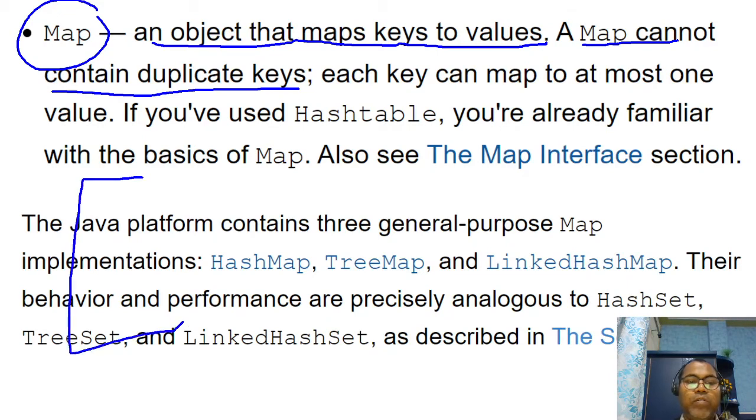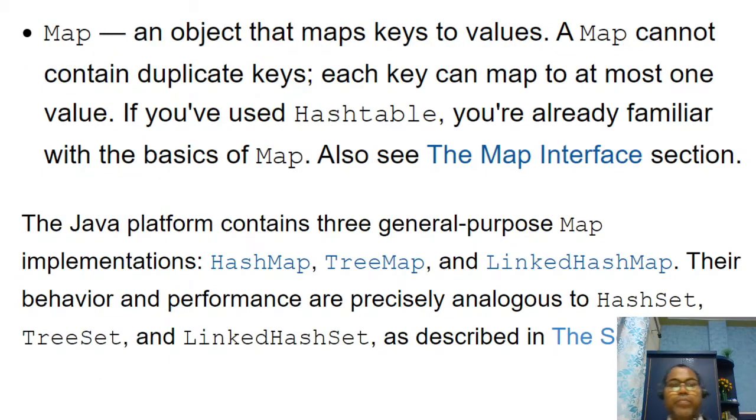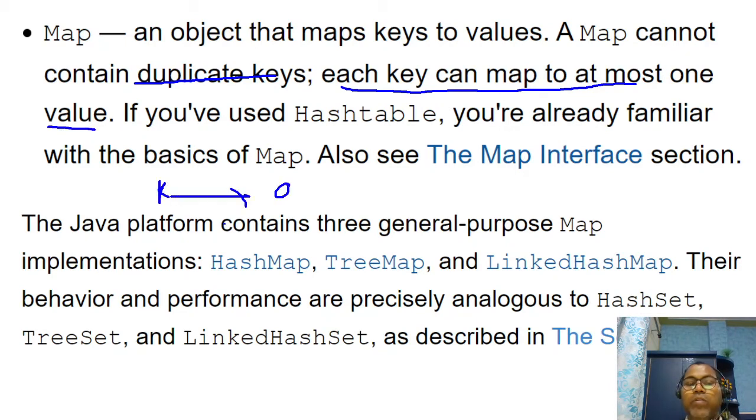Here, the map contains some keys and some values. The key is not duplicate here, the key is unique and the value can be duplicate. So key cannot be duplicate. Each key can map to at most one value. One key maps to only one value, and another key maps to another value.